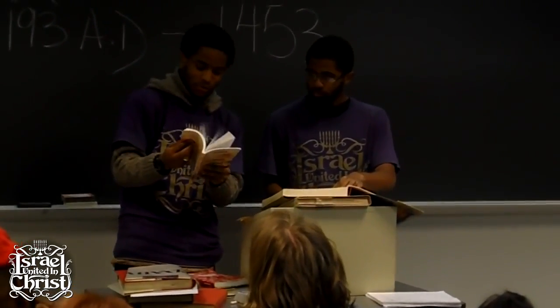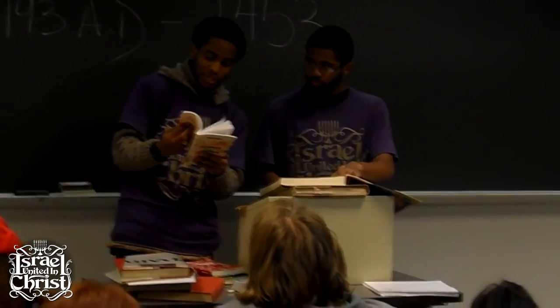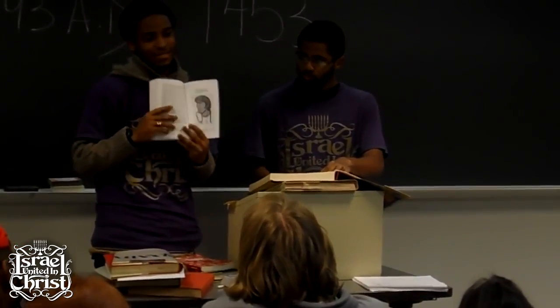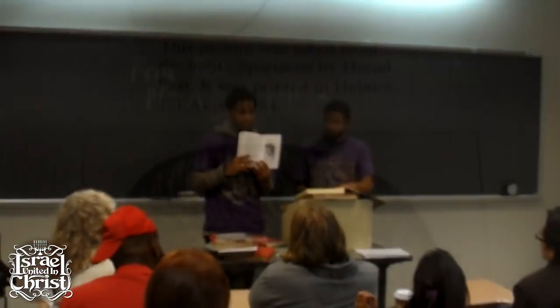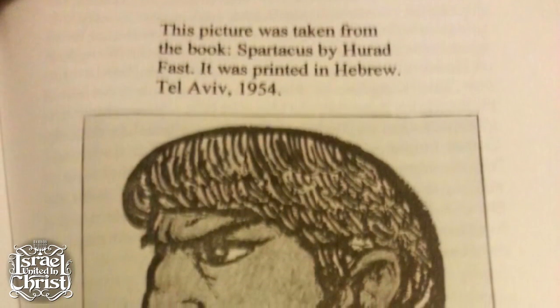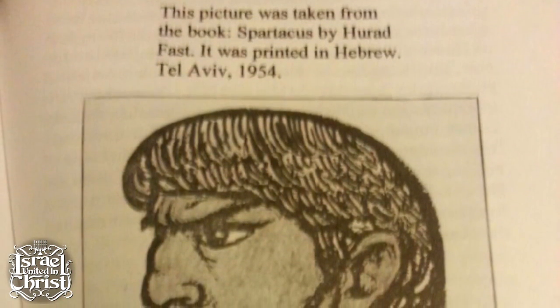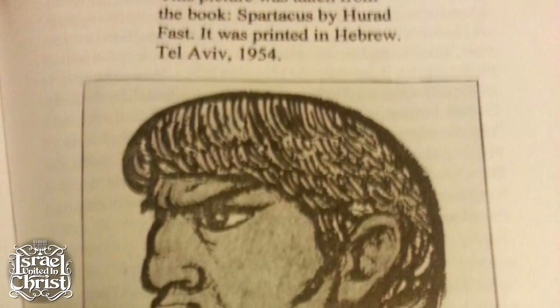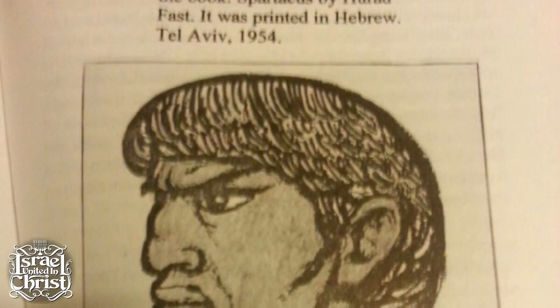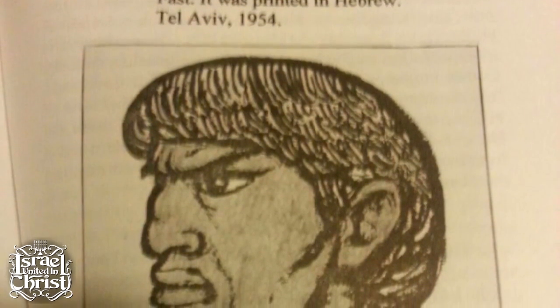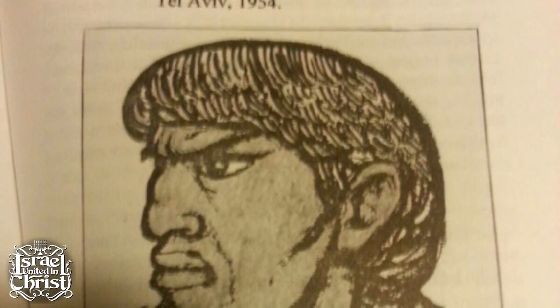Real quick, almost finished. This is page 116. Guess who this is? Spartacus. This is found in Tel Aviv, 1954. He's a black man. But why do we always see him as a Caucasian man? Whitewashing. That's why. This is Spartacus. You can pass the book.